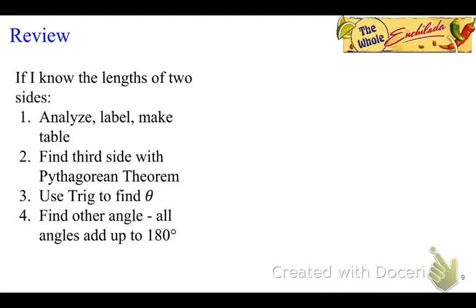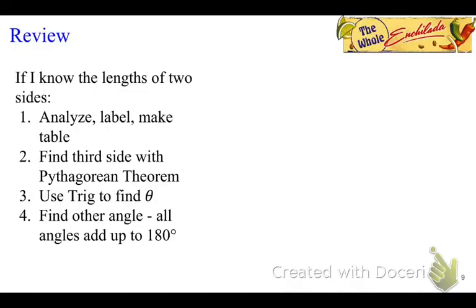So let's review. If I know the lengths of 2 sides, first thing I'm going to do is analyze, label, and make the table. I'm going to find the third side with the Pythagorean theorem. Here's my triangle. If I know the lengths of 2 sides, let's just say 3 and 4, I'm going to analyze, label, make a table, and find the third side with the Pythagorean theorem. Okay, this is my step 1.